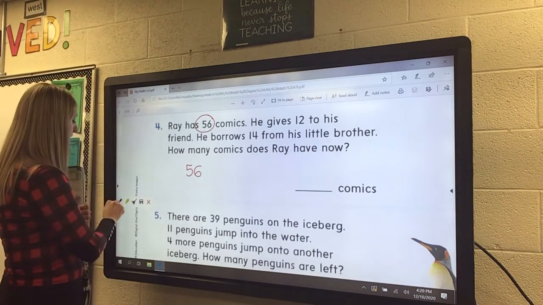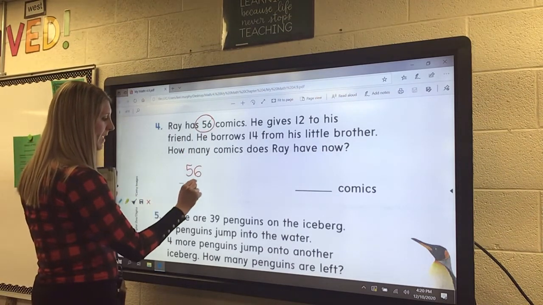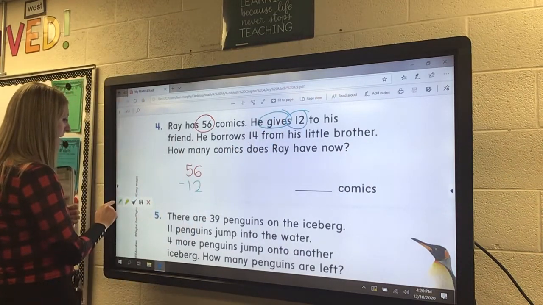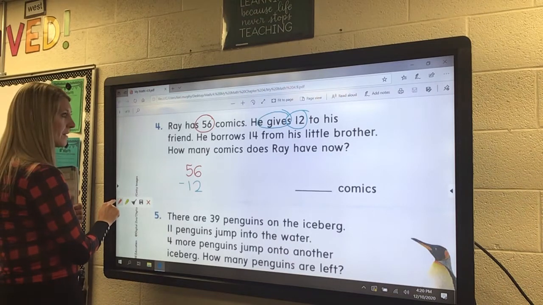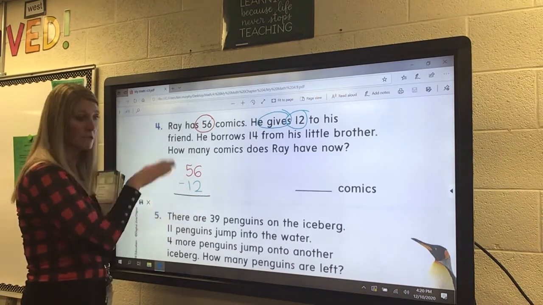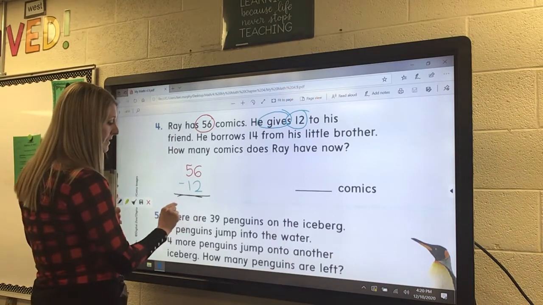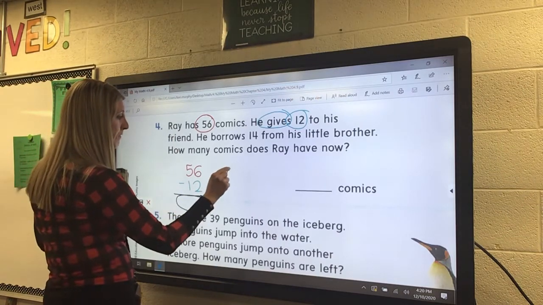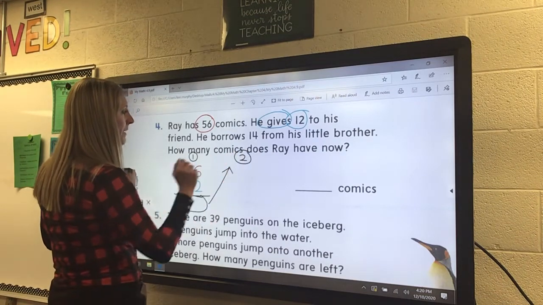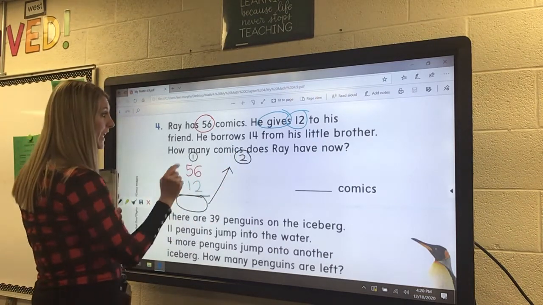He gives 12 to his friend. So we're gonna take 12 away because he's giving them to his friend. How many comics does he have now? So we're gonna subtract. You don't need to borrow, so subtract going down. Your answer down here, we're gonna put up here for the second step. So this is the first. The second step is you're gonna start with your answer here.